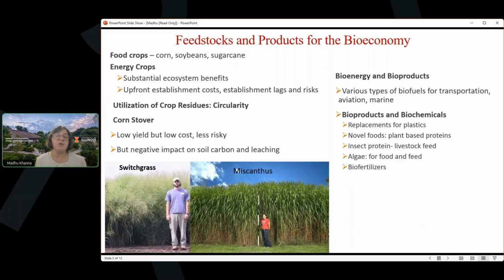Crop residues are also readily available, but we have to be careful how much of these we actually use without causing negative impacts on other environmental services. And then we have choices about the types of bioproducts, bioenergy, and biochemicals that we use these for. So the bioeconomy offers significant opportunity, but we have to think about how to transition from a linear economy to this bioeconomy.